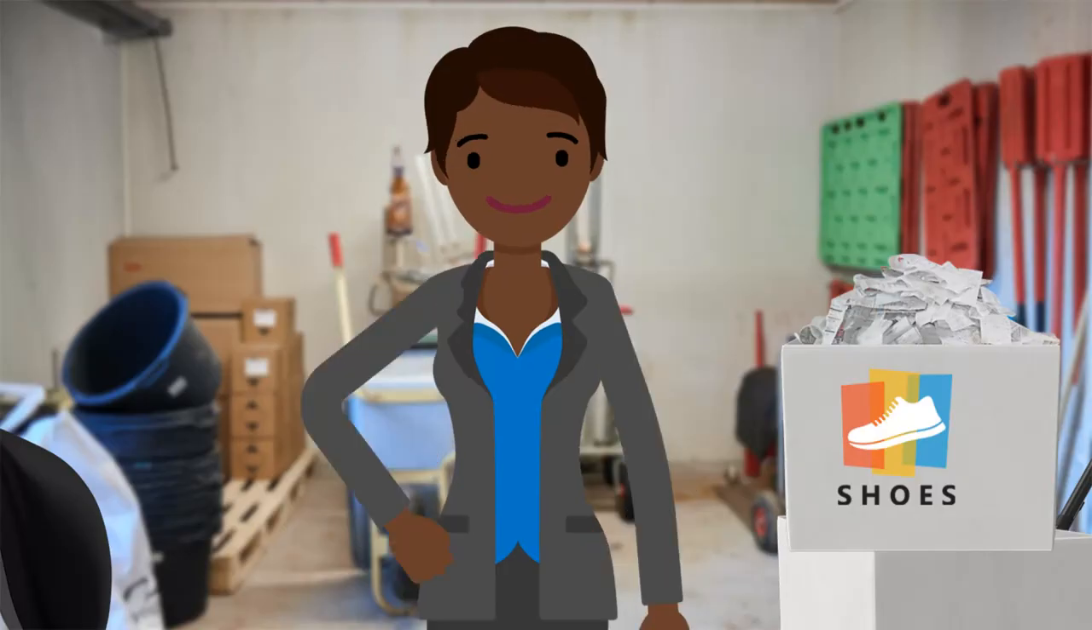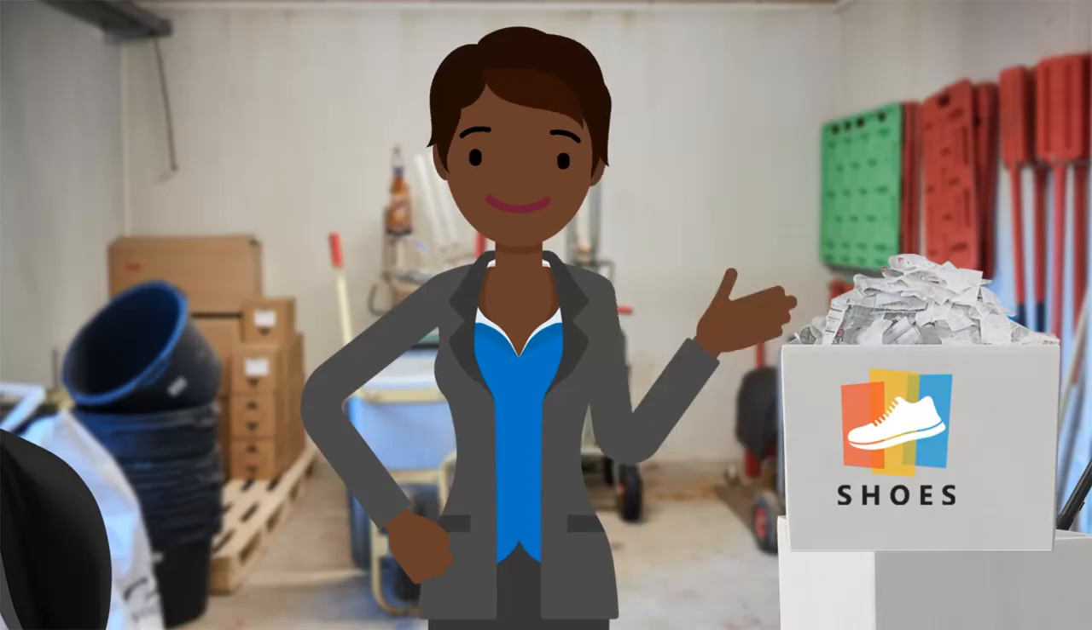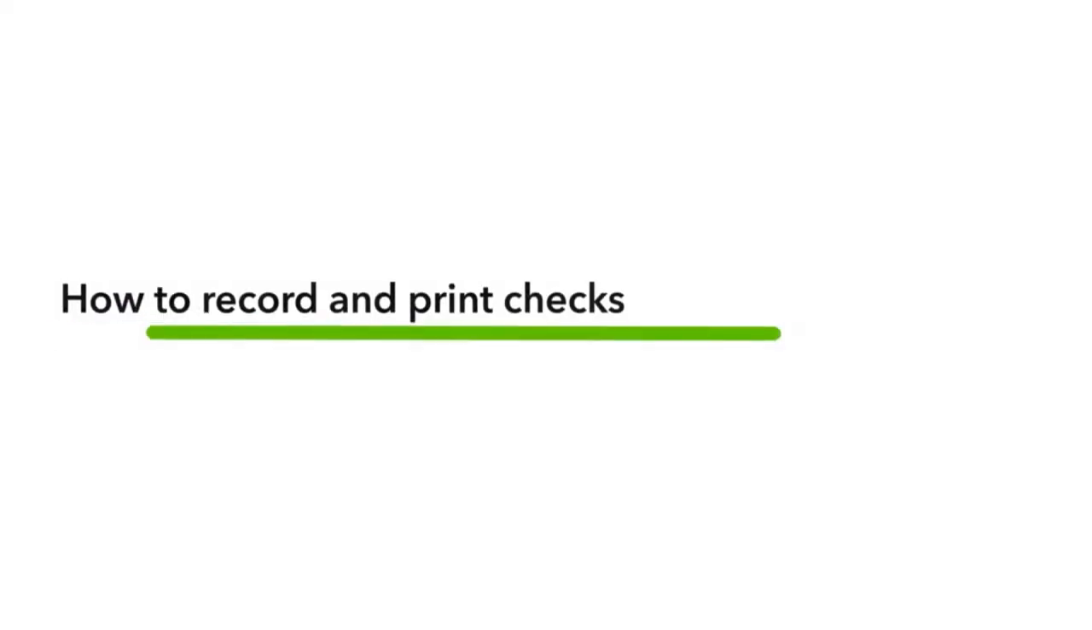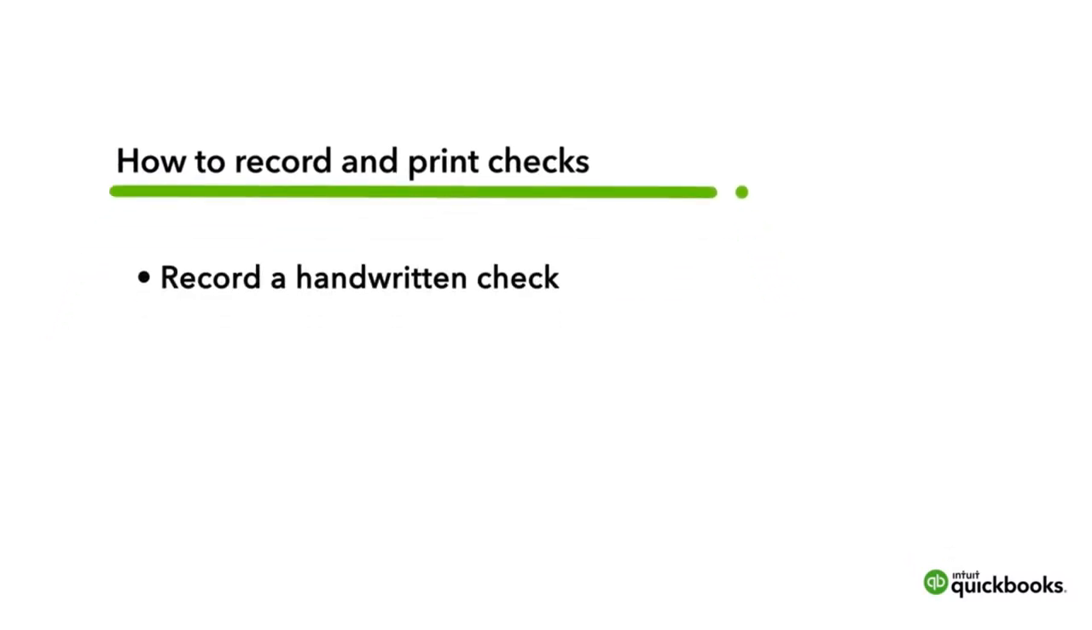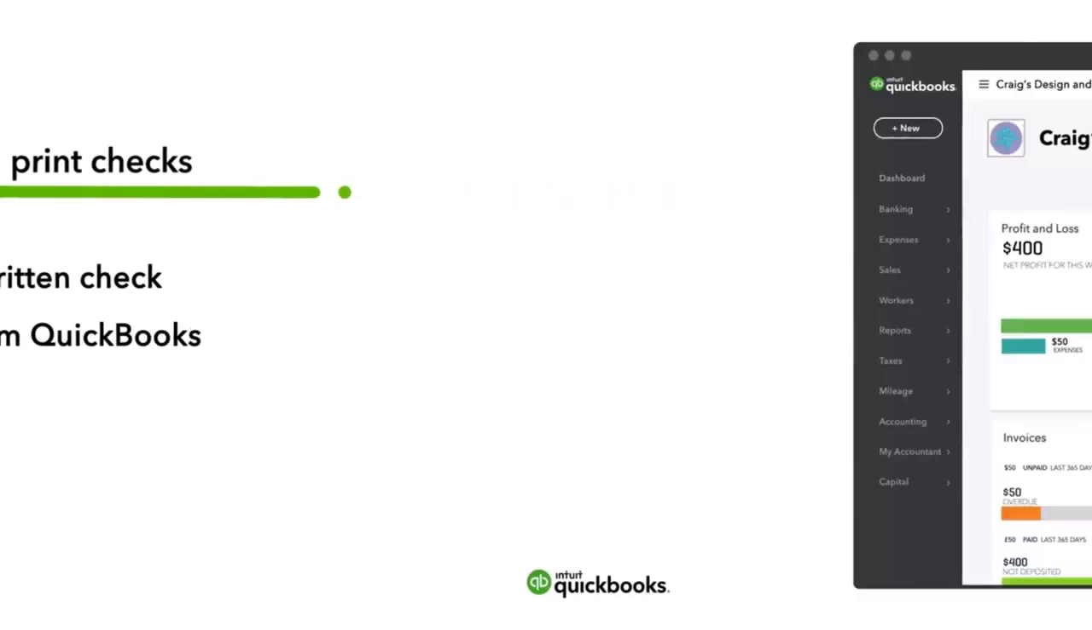When a business pays someone else, like a vendor, we call it money out. Let's take a look at how to log this type of transaction using QuickBooks. If you make a purchase using a handwritten check, or if you want QuickBooks Online to print a check for you, you need to enter a check in QuickBooks. We'll show you how to record a check and how to print it out right from QuickBooks.